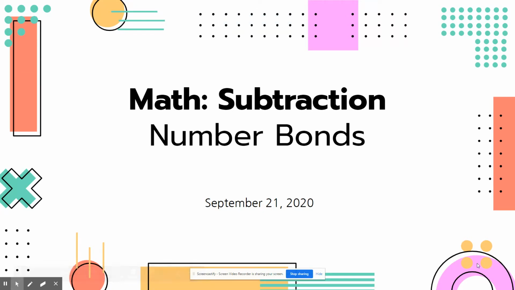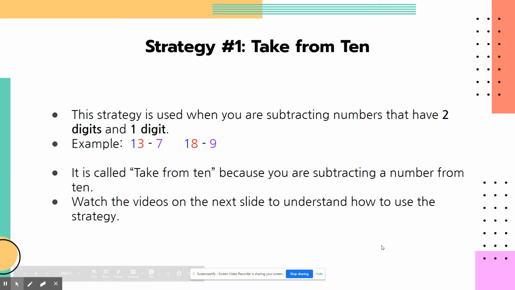Today we're going to talk about subtracting numbers using the method number bonds. Now, this is strategy number one. It's called take from 10. Now, this strategy is used when you are subtracting numbers that have two digits and one digit.